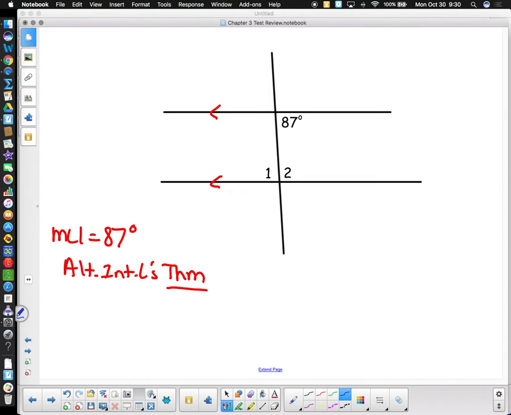How about the measure of angle 2? 93 degrees. And what's my reason? Between 87 and 2, what do we call this pair? Consecutive interior. Consecutive interior angles. And what word are we going to tack on? Theorem, for that last point.